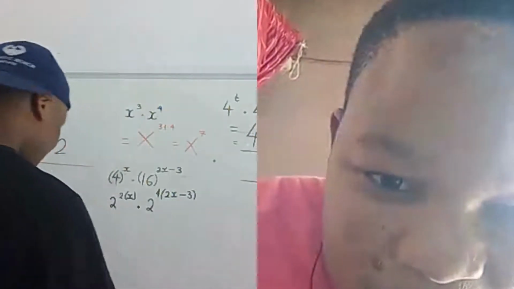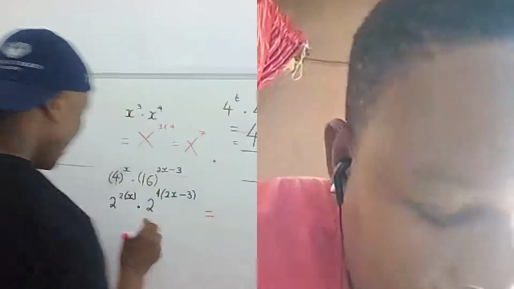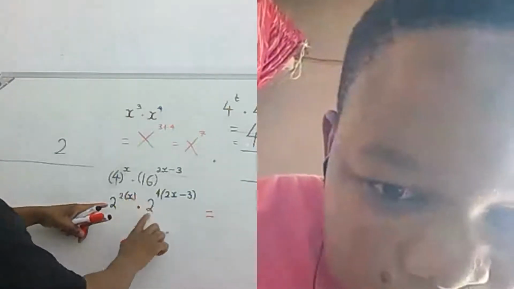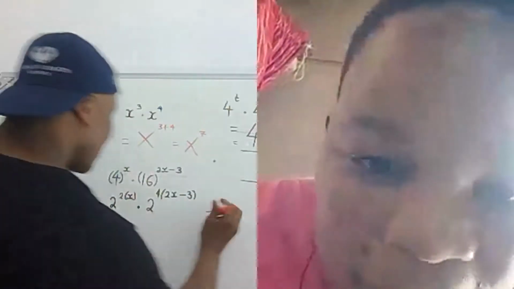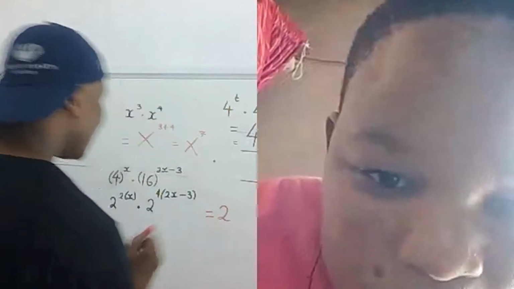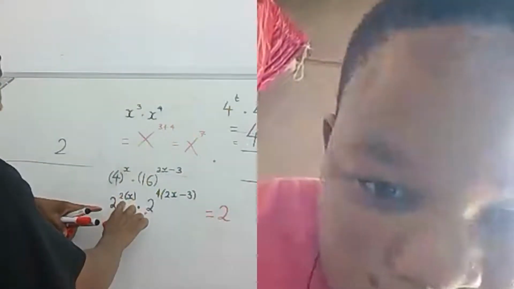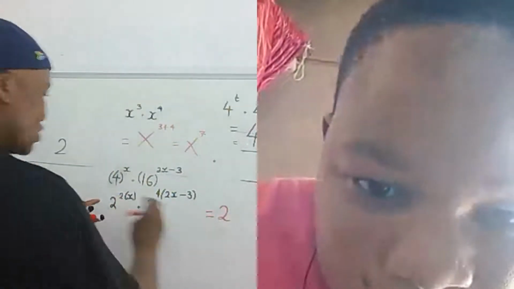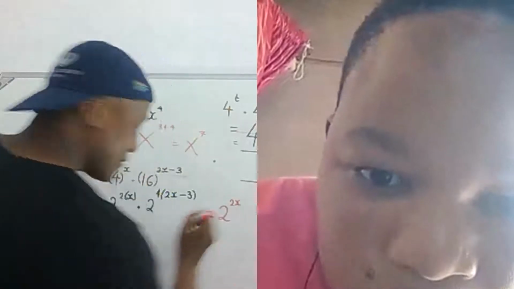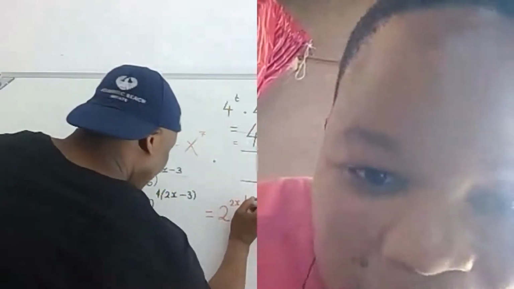So this is going to become equal. Instead of writing 2 bases, I write only 1, the 2. And then I'm going to add the powers, the 1 which is on top. So I'm going to say we have 2 to x plus.